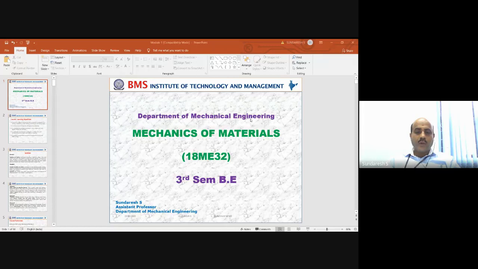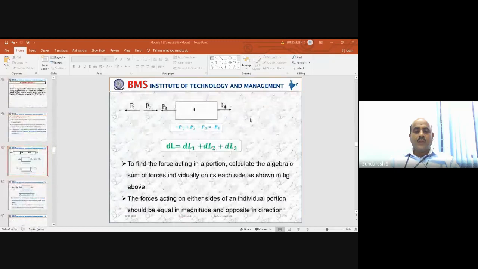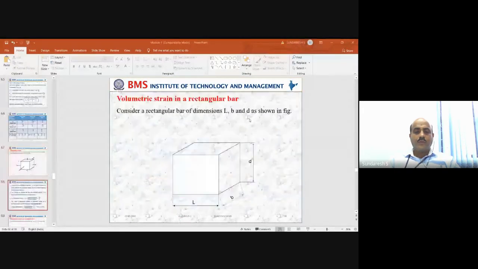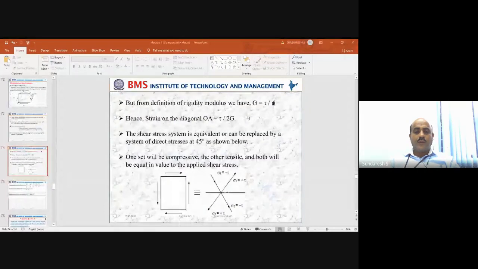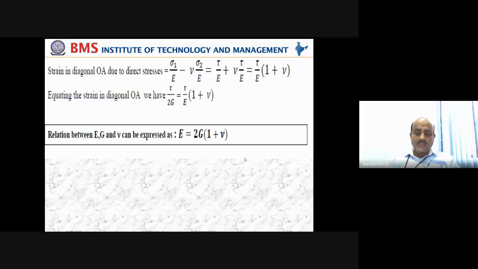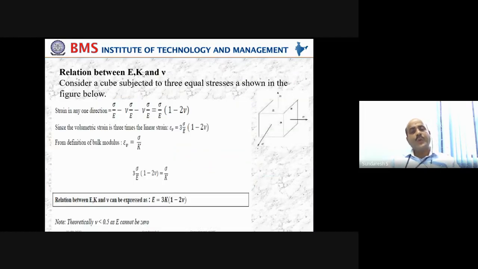This was the expression we derived in the last class. So in today's class, let us continue. It was also the assignment we had: the relationship between E, K and nu, that is, the modulus of elasticity, bulk modulus and Poisson's ratio.